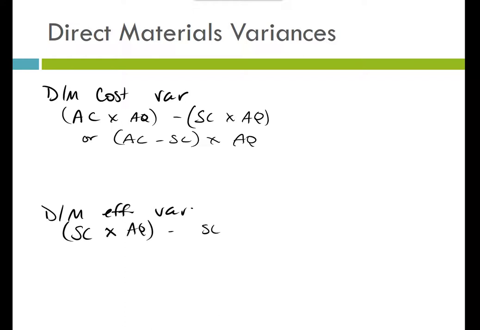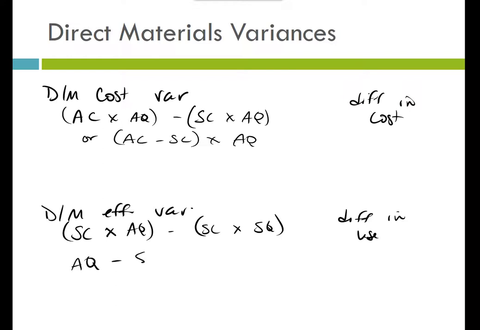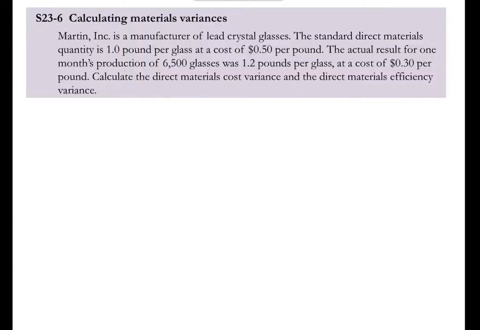minus standard cost times standard quantity. So in this one I'm looking at the difference in the cost. And here, this is the efficiency. So I'm looking at difference in the usage. So I take them both at the standard cost, but I look at the difference between the actual quantity I used and the standard quantity, what I thought I should have used for this, and I take those both times the standard cost. Okay, so let's look at one of those.